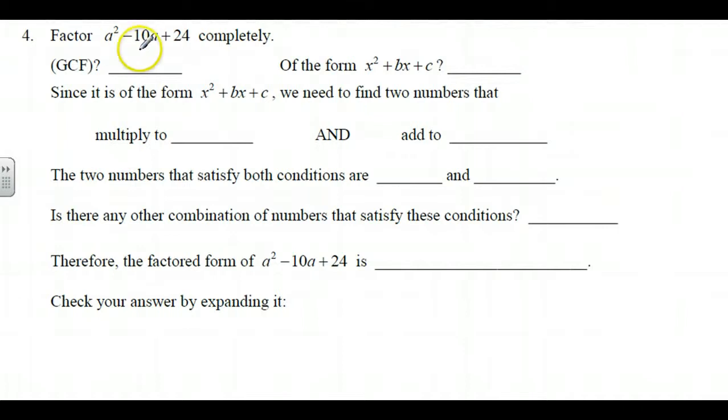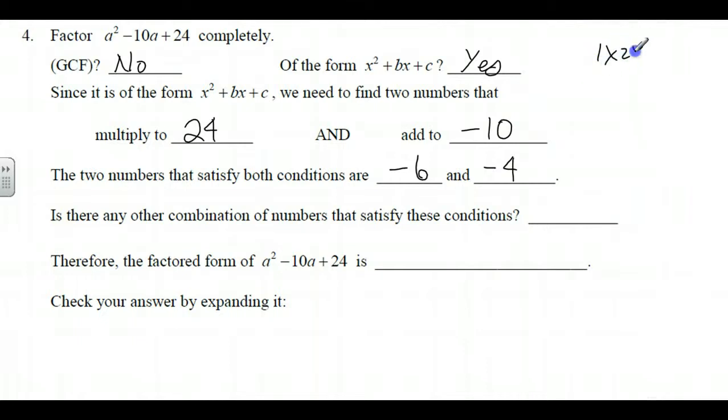So here, notice we have a negative sign. Is there a greatest common factor? No. Is it of the form? Yes. Since we're of the right form, we need two numbers that multiply to c, which is 24, and add to negative 10. Now here's how I look at these. If you're going to multiply to a positive but add up to a negative, then both of the numbers will have to be negative. And they are negative 6 and negative 4. There are no other combinations.